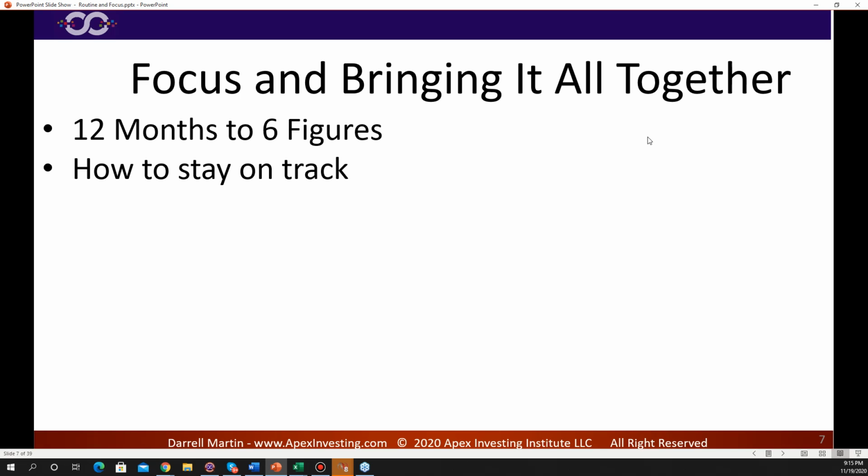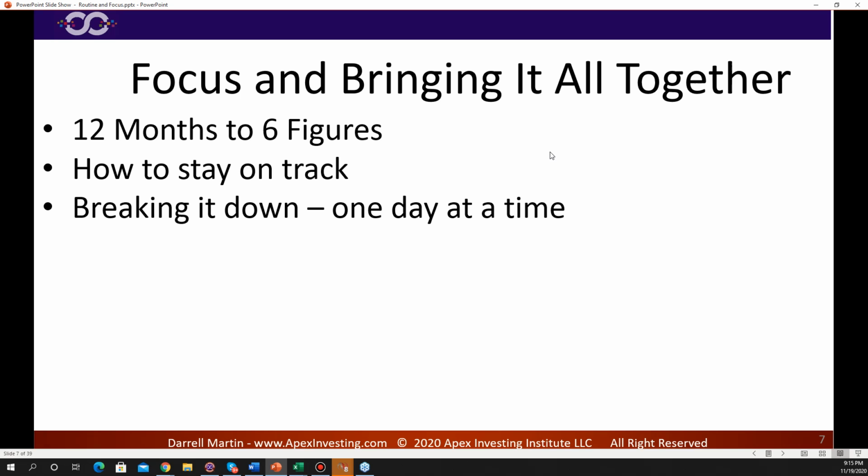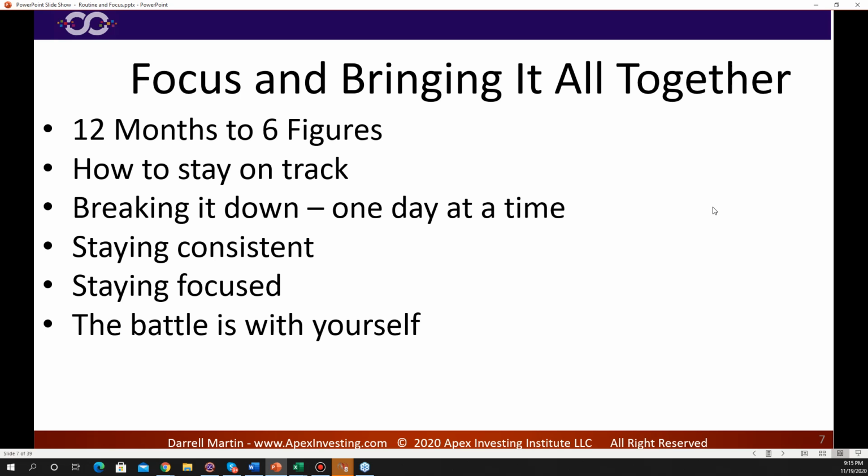In one sense, that's not that long to wait to get to 6-figure trading income. But in another sense, that is a long time to wait. How do you do that? How do you stay focused and stay on track? It really comes down to breaking it down to one day at a time, staying consistent, staying focused. And the battle is with yourself.